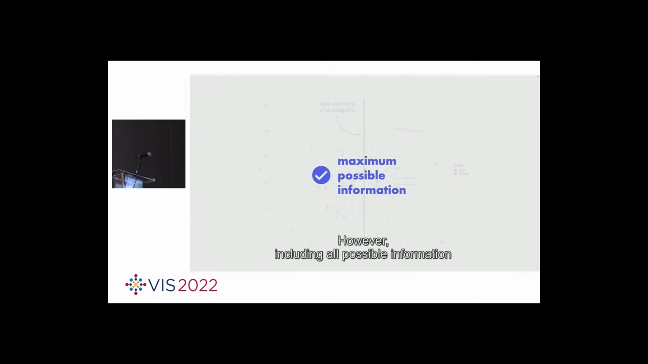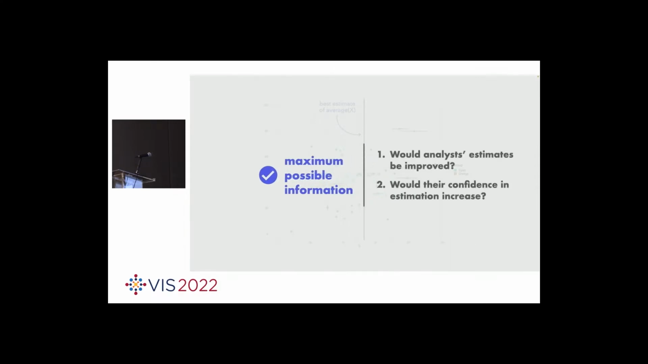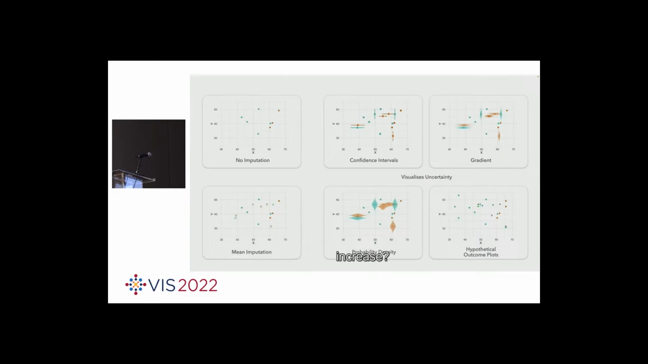However, including all possible information will no doubt increase the complexity of the visualization. But whether analysts would benefit from this additional information is unclear. For example, would analysts' estimates be improved? Would their confidence in their estimation increase? There are different ways of representing uncertainty. In this study, in addition to the control of no imputation and mean imputation, we consider 4 other representations of uncertainty: confidence intervals, probability density plots, gradient plots, and hypothetical outcome plots.